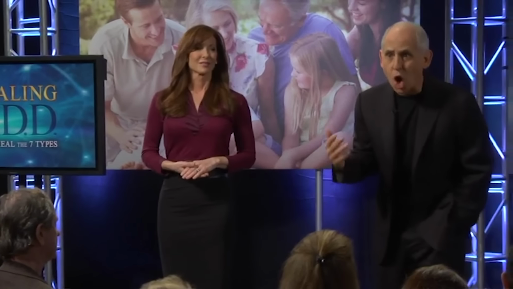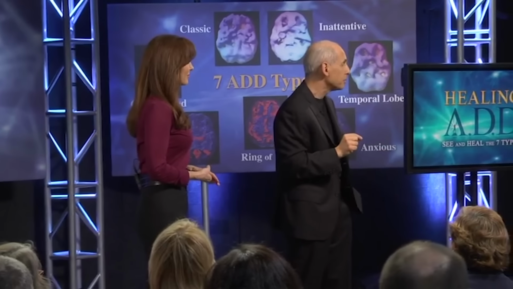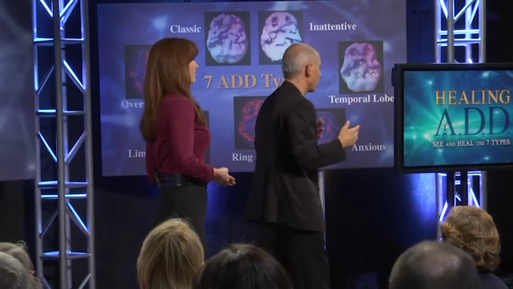In this segment, we're going to talk about the 7 types of ADD. In 1991, when I first started our brain imaging work, I thought ADD would have one pattern in the brain, but I was so wrong. We've actually seen 7 different types, which explained why one person did really well on a stimulant medication, while another person who had exactly the same symptoms became dramatically worse.